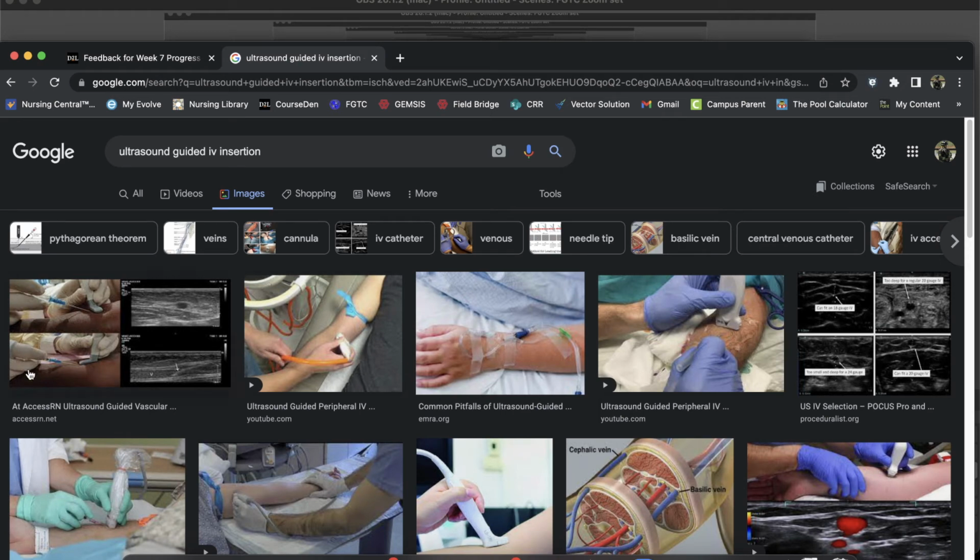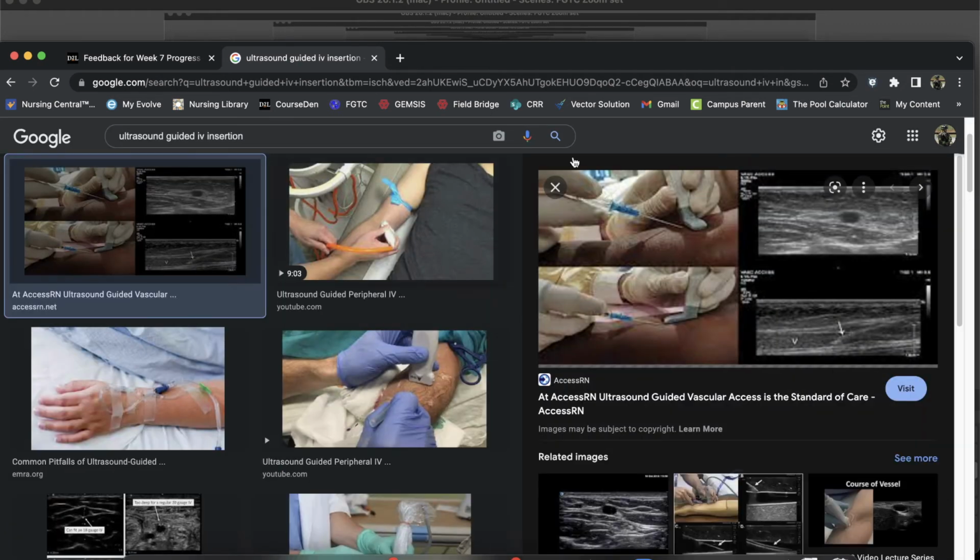All right. So here are examples. You can see here they use this little transducer. It has a couple of different directions. Here you can see the cross section showing the circle vein right there. Here showing the vein in a lateral placement. You see the length of the vein and the catheter coming into the vein. So those are a couple of different views of it.